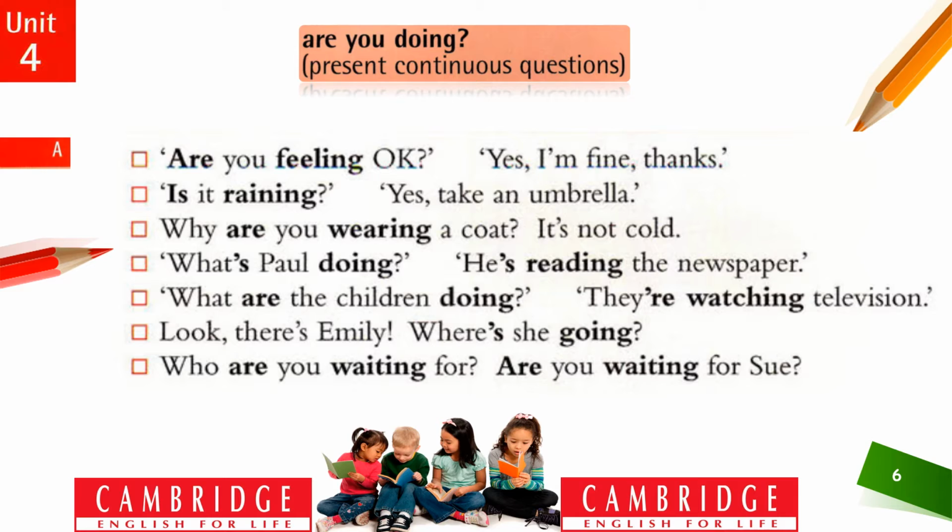Look, there is Emily. Where is she going? Who are you waiting for? Are you waiting for Zoo? So here we understand, you can see the words already they have been written in bold letters as auxiliary verbs, whereas you can see present participle: feeling, raining, wearing, doing, reading, watching, doing, going, waiting, and then waiting. You can see that. Accordingly, you need to learn to write, my dear students.